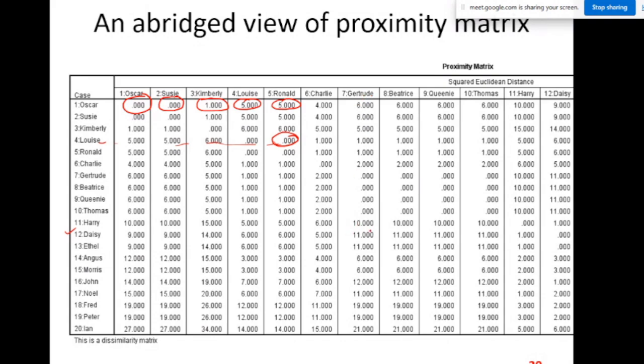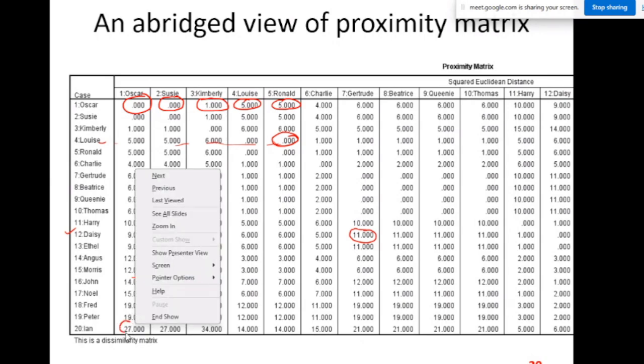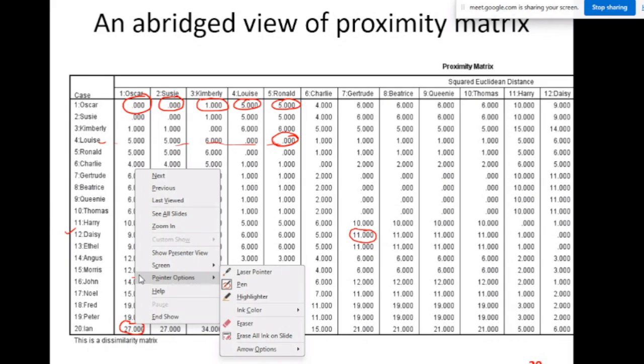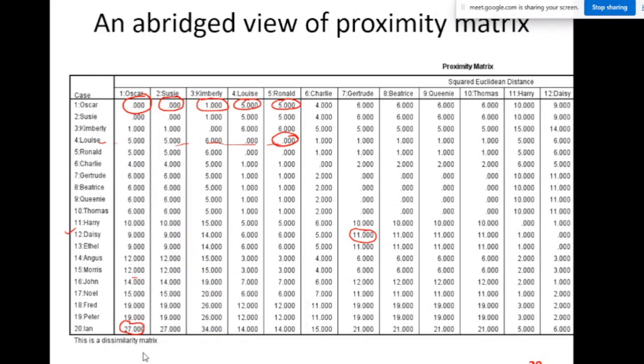So this way you can find out some interesting things. Gertrude and Daisy have a large distance between them, 11. This is 14. John and Oscar, 19, 27. Jan and Oscar, very high distance, a huge distance between them. So they will never be in the same cluster, obviously not. Clustering will be done based on this distance only.